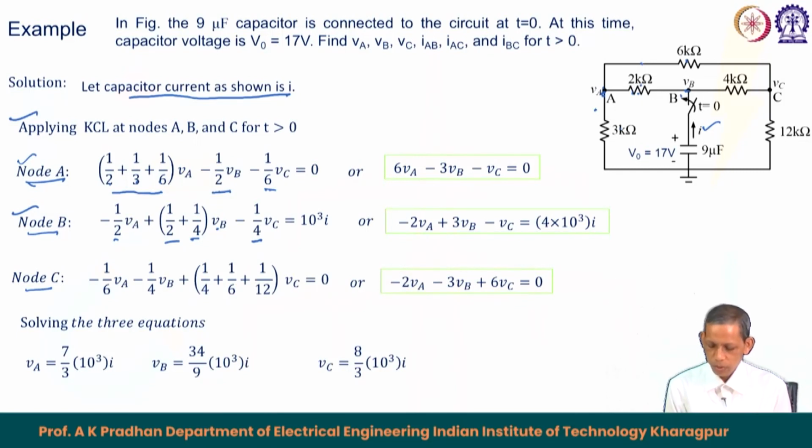But because all are in kilo ohm, therefore this is 4 kilo ohm, 2 kilo ohm and so on. So, we are multiplying I by 10 to the power 3 here. So, that is the corresponding second equation.